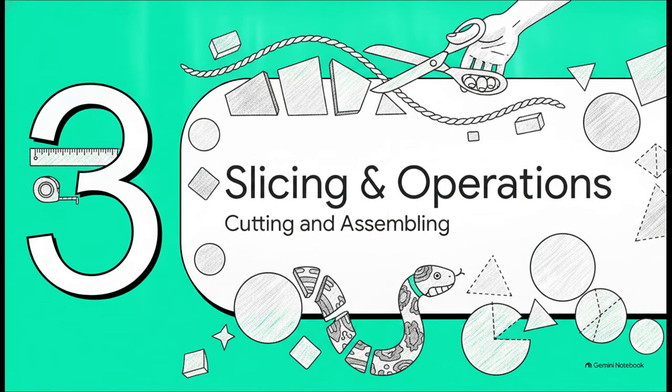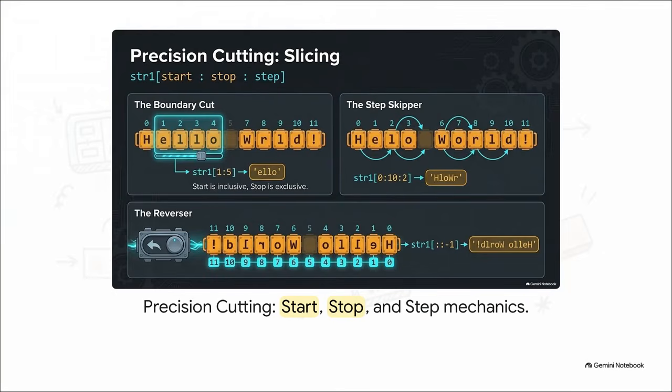Okay, Section 3, Precision Slicing and Core Operations. Time for some cutting and assembling. Welcome to the cutting room. Slicing syntax uses start, stop, and step parameters, but you've got to pay really close attention to the precise cutting boundaries here. Remember this ironclad rule for your practicals, okay? The start index is always inclusive, meaning the cut starts exactly on that character. But the stop index is strictly exclusive. The blade drops right before the stop index. Oh, and with the step parameter, you can literally build a step skipper to just jump over characters entirely.